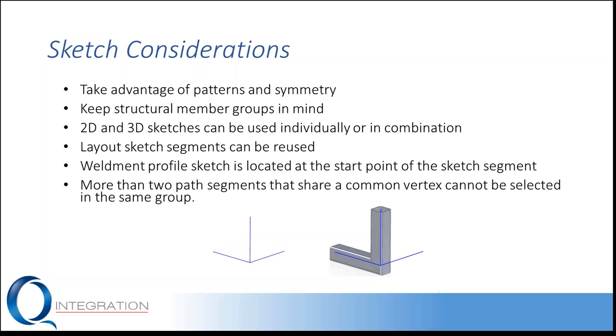And then also, you can see up on screen here, I have an example of this. More than 2 path segments sharing a common vertex cannot be selected within the same group. So here I've got 3 lines meeting at that point. I'm going to need 2 separate groups to create that structural member.